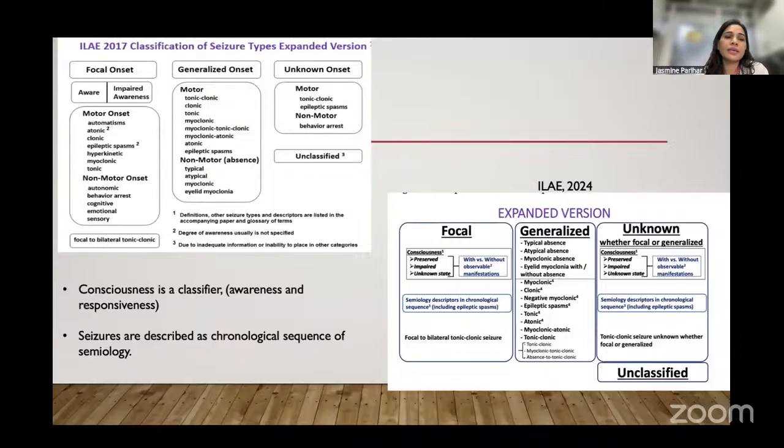And the second thing that they have changed is that they have replaced the terms aware and impaired awareness with consciousness. Consciousness is where you look not just at the patient's awareness, but also the patient's responsiveness. The combination of these two is consciousness, which has been used in the current classification of 2024. Other things remain the same.